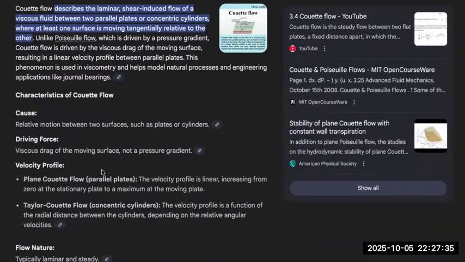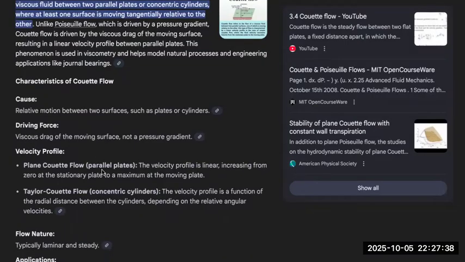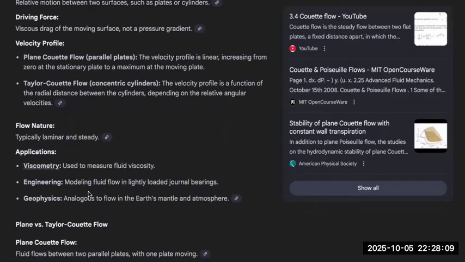So some characteristics of Couette flow: the cause is the relative motion between two surfaces, such as plates or cylinders. The driving force is the viscous drag of the moving surface, not a pressure gradient. The velocity profile for plain Couette flow with parallel plates is linear, increasing from zero at the stationary plate to a maximum at the moving plate. Taylor-Couette flow for concentric cylinders is where the velocity profile is a function of the radial distance between the cylinders, depending on the relative angular velocities. The flow nature is typically laminar and steady. Applications are in viscometry and geophysics.